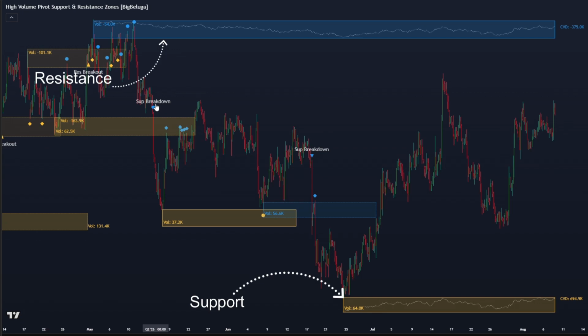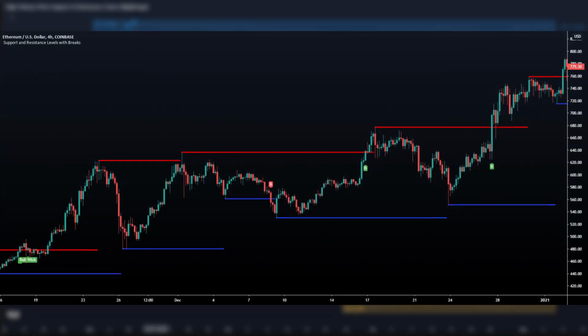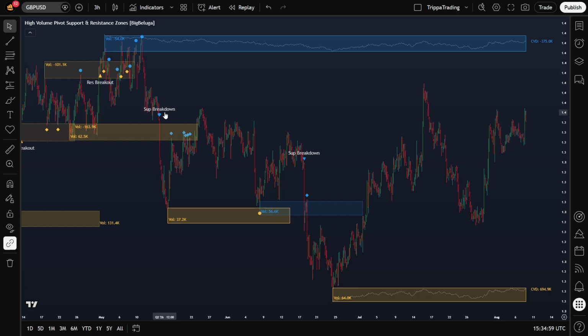At first glance, this may look like a normal support and resistance indicator. However, there is one major difference. Most support and resistance indicators simply identify swing highs and swing lows, and then draw horizontal levels around them. This indicator goes one step further.